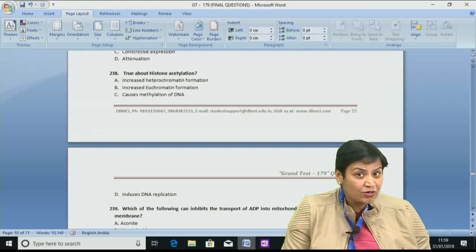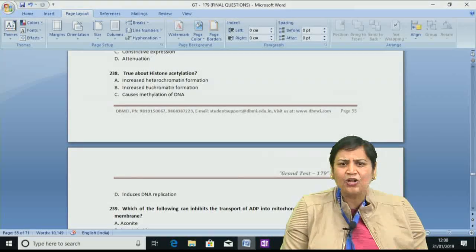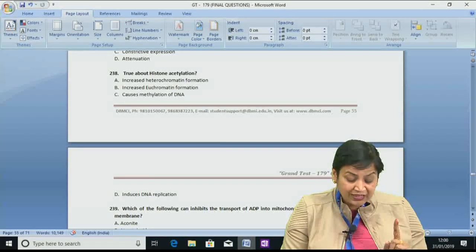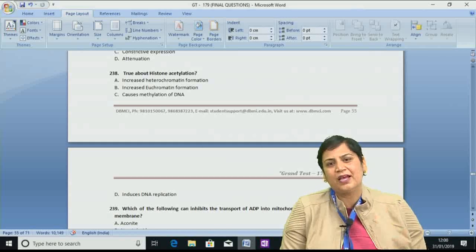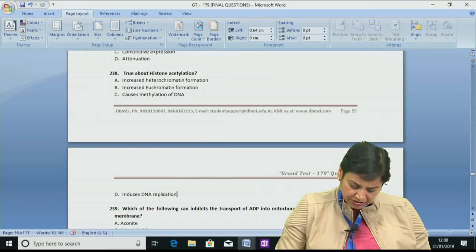Causes methylation? It never causes methylation of DNA. Methylation of DNA, as per epigenetics, is again a normal process in which there is incorporation of the methyl group. It has nothing to do with this acetylation. There is a difference between acetyl group and methyl group. Then the next question.